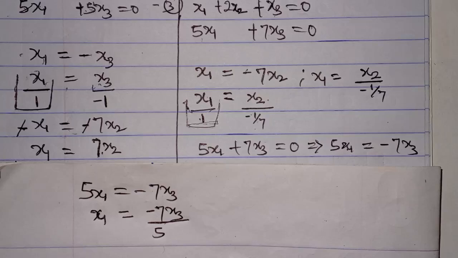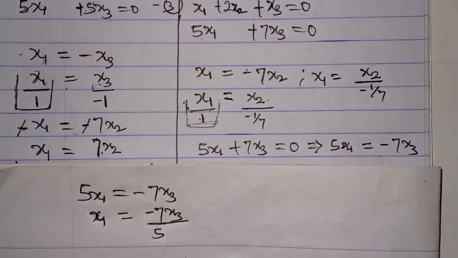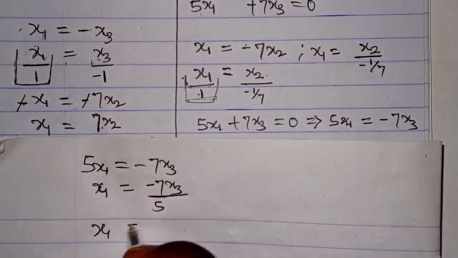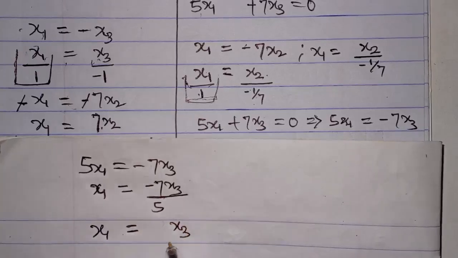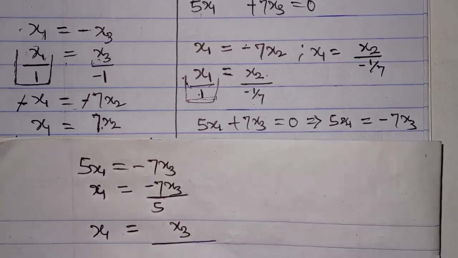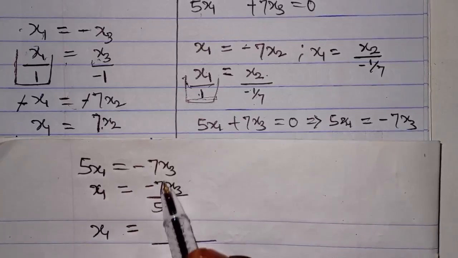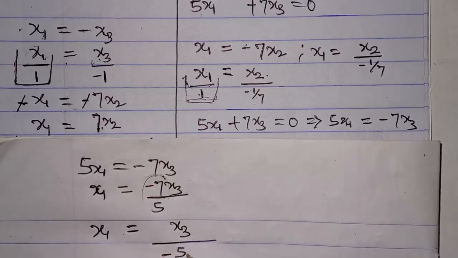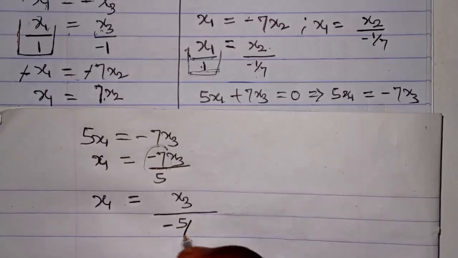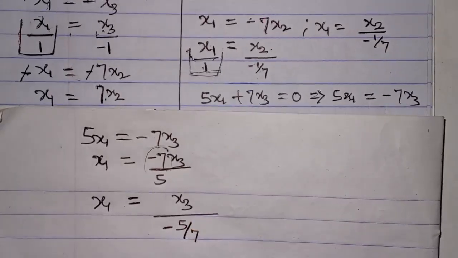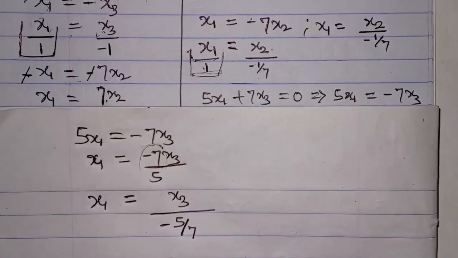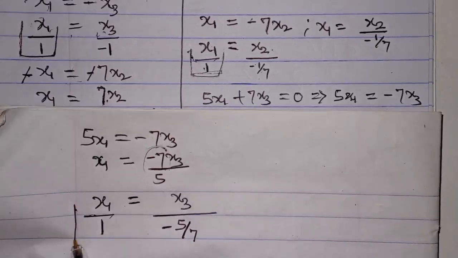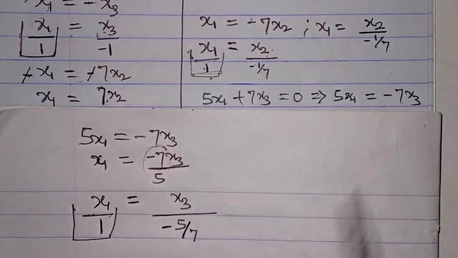I need both coefficients to be positive 1. So I can write something like this: x1 equal to x3 divided by, if I'm going to bring this down, it will come down as minus 5 all over 7. I hope you understand that. I've done something similar before. So this is over 1. This is x1 in terms of x3 and this is x1 in terms of x2.